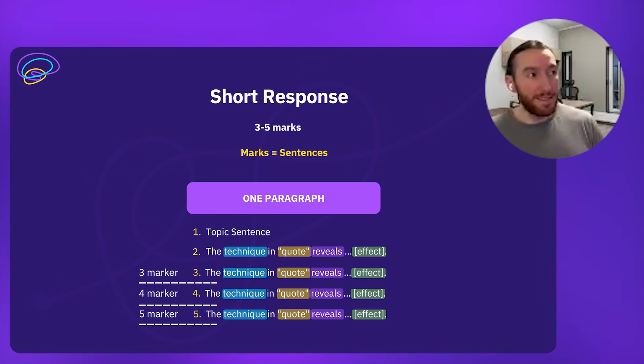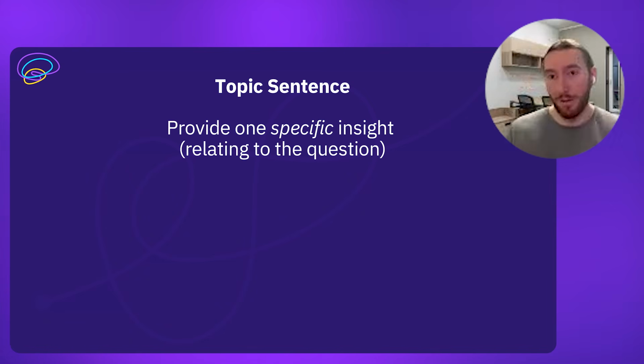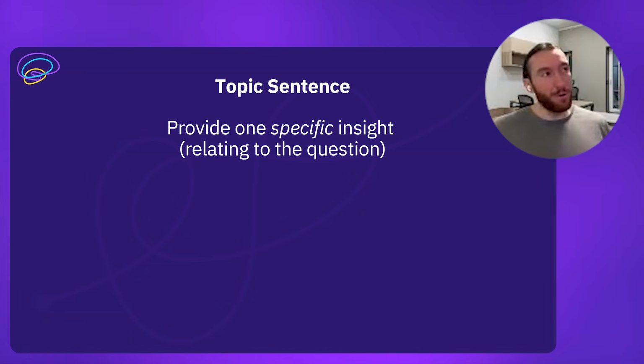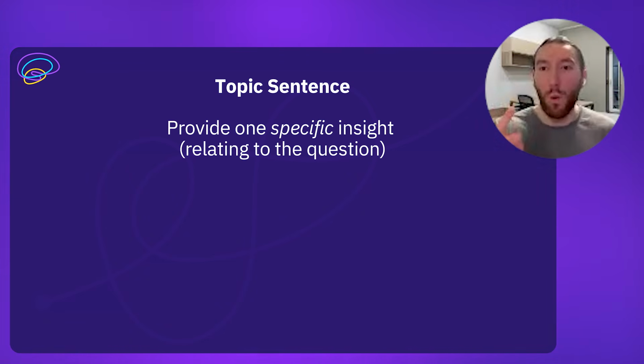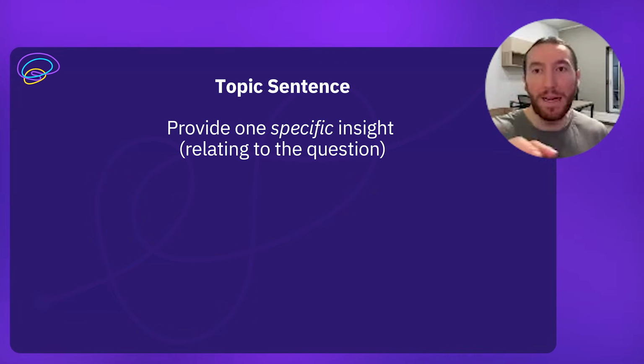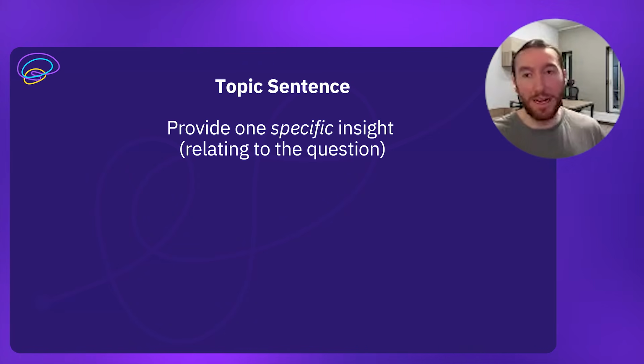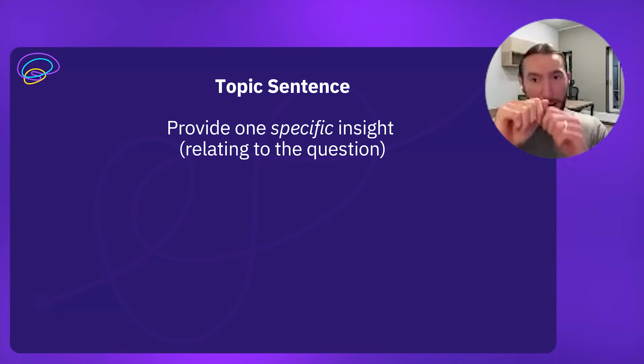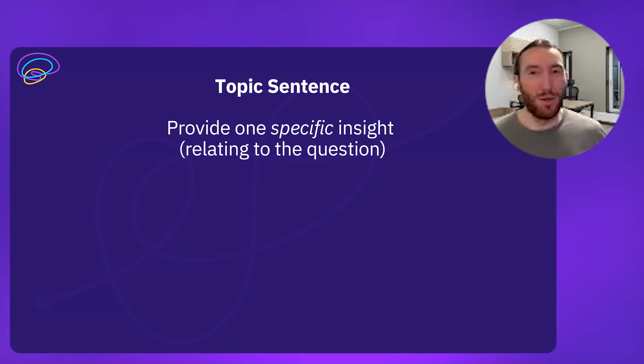Now, with those topic sentences, see how the first sentence of a paragraph is a topic sentence? Let's see how you can do an effective topic sentence. The key thing for an effective topic sentence is to provide one specific insight relating to the question. Don't just write a big word or a big theme word, right? You need to actually engage with the question by breaking it down. What does that actually look like then?